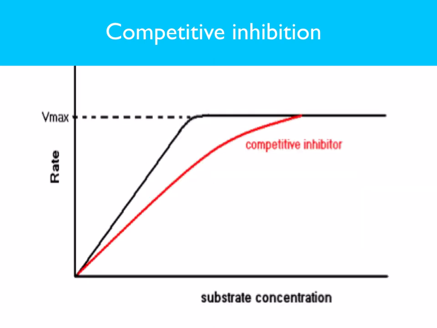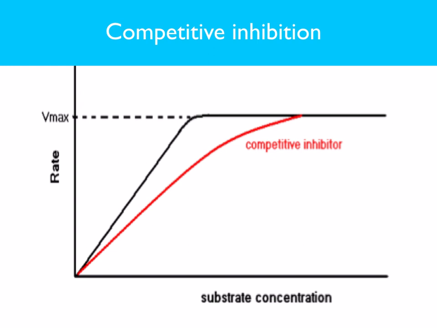So here you have a graph representing how the rate of reaction changes with substrate concentration. Now notice how when you increase the substrate concentration, the rate of reaction usually increases until it plateaus at a Vmax, the maximum rate. If you add a competitive inhibitor, you'll notice that the rate of reaction will be slower. So notice that the curve goes to the right.